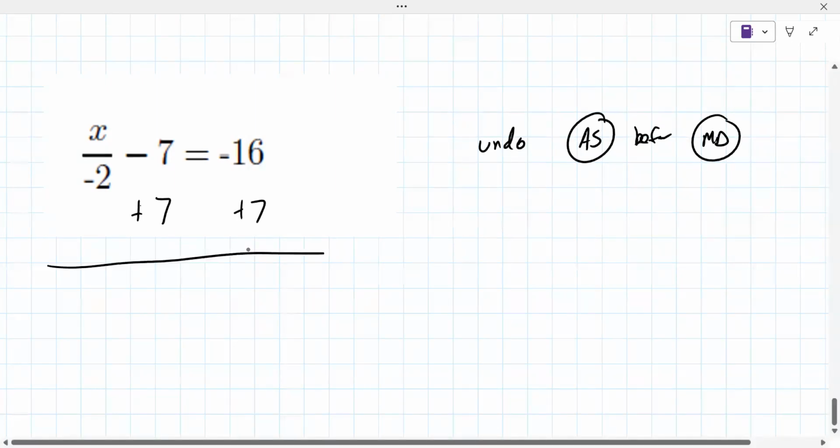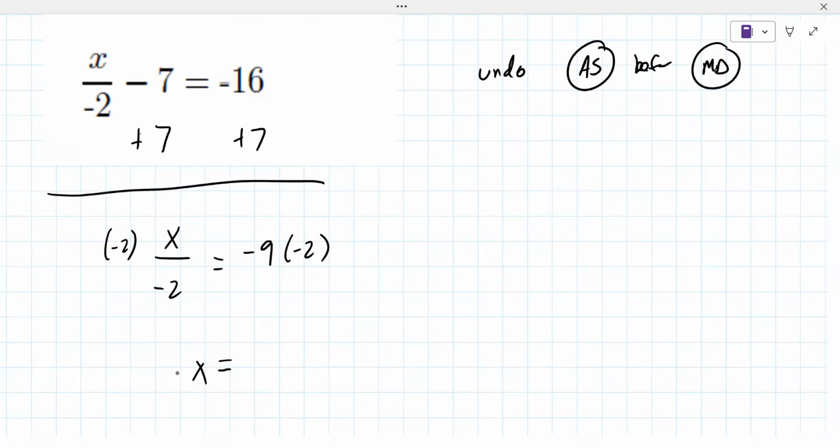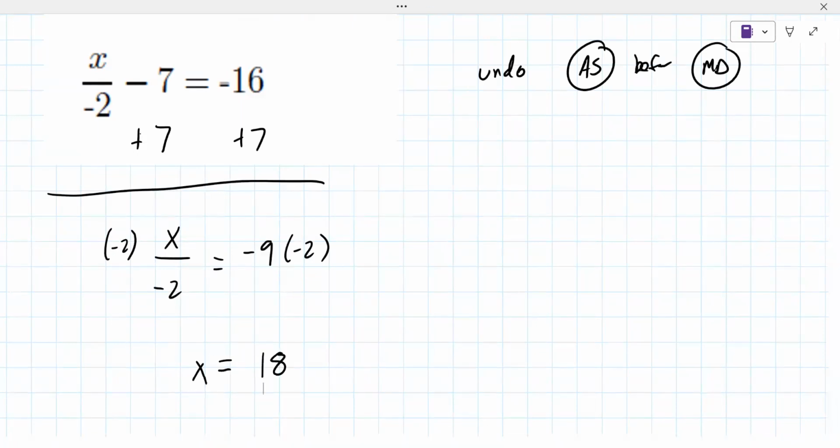So when you add 7 to both sides, you get x divided by -2 equals -9. And then what do you do here? How do you undo this division by -2? Multiply both sides by -2. So what does that become? x equals positive 18. Okay, let's have you try another one. I'll leave this one up here. Okay, that makes more sense.